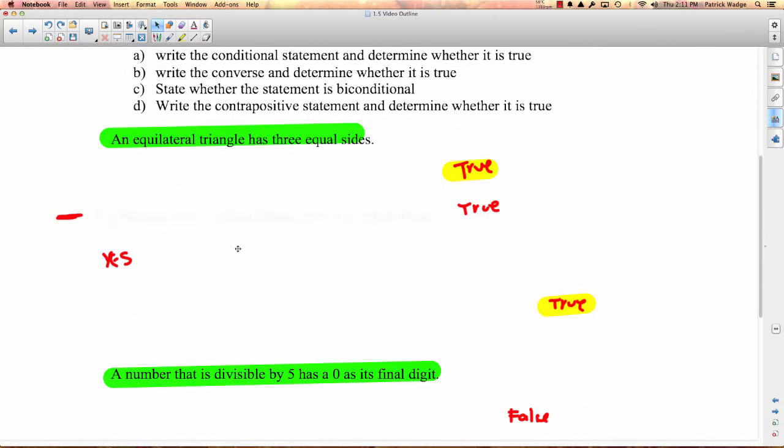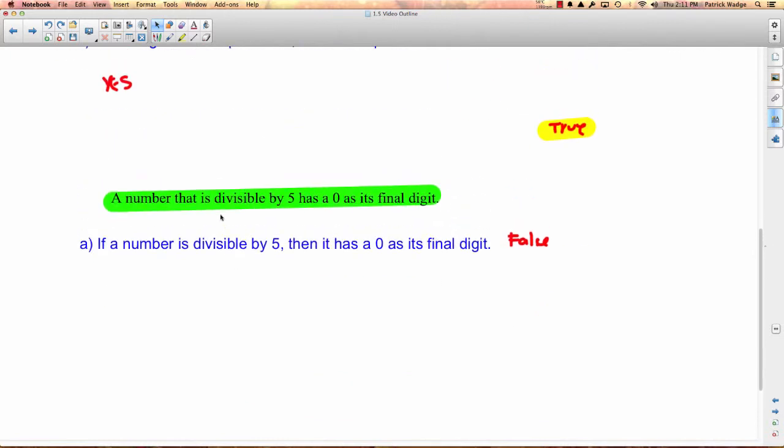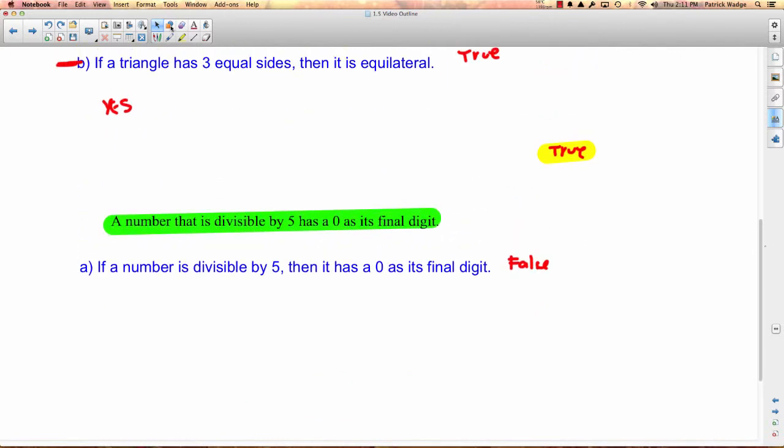So in this case, the first part would have to be true. We have a number divisible by 5. That's true, but we want it false that it has 0 as its final digit. Can you think of a number that you can divide by 5, but it doesn't have 0 as a final digit? Sure. Any number as long as the last digit is 5. For example, 25. That's divisible by 5, definitely. 5 times 5 is 25, but it does not have 0 as a final digit.